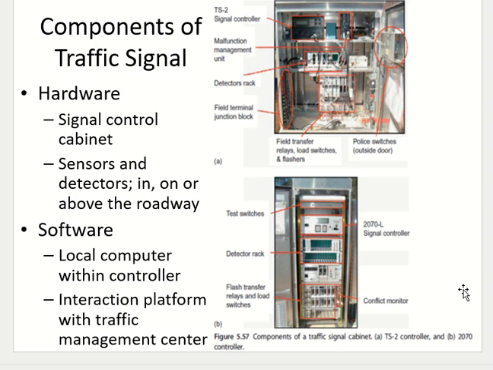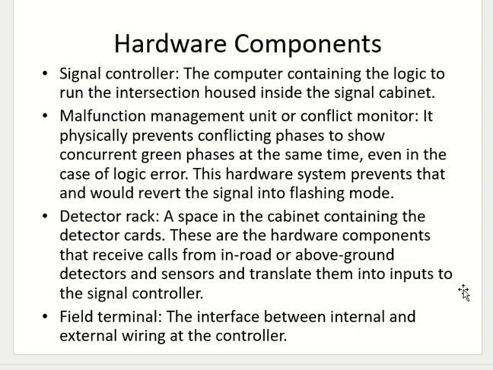And then we have the software part, which is within the cabinet. There is a controller within the cabinet, and then we have the interaction platform with the traffic management center. If signals are controlled centrally, there is a central control room where they can control the signals. There must be some communication between the center and the signal as well. They have a control center, but I'm not sure if they are controlling the signal or just monitoring it. I'm not sure, but they have a traffic control center here in Bahrain as well.